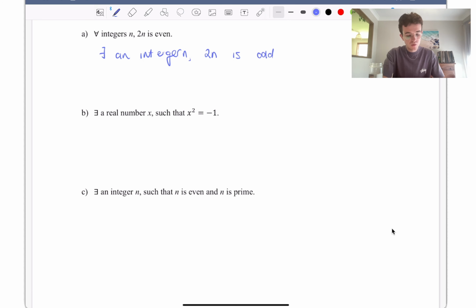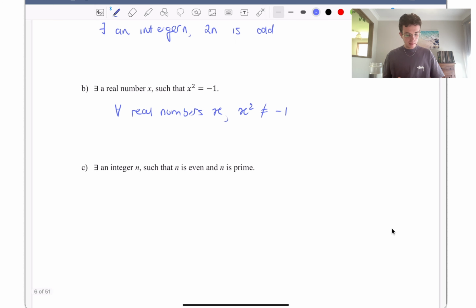Part B, there exists a real number x such that x squared is equal to minus 1. Well, the negation of this statement would be for all real numbers x, x squared is not equal to minus 1.